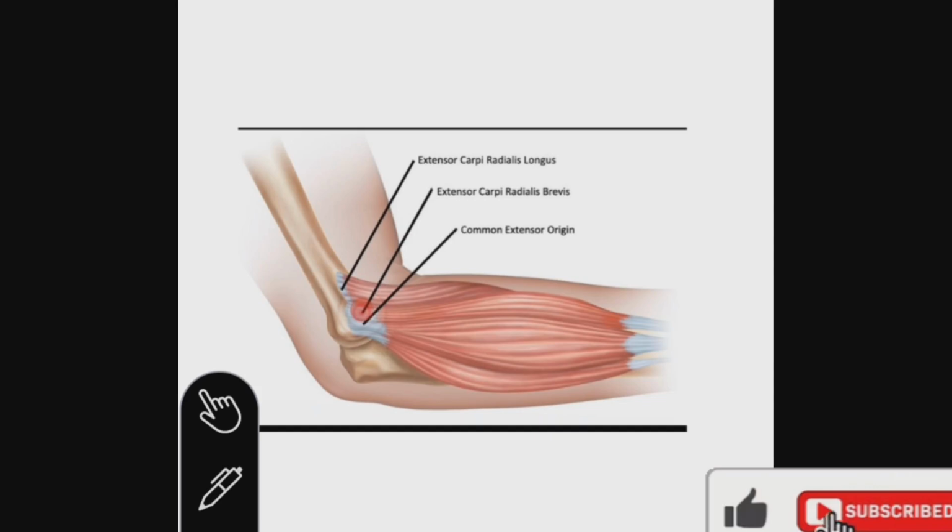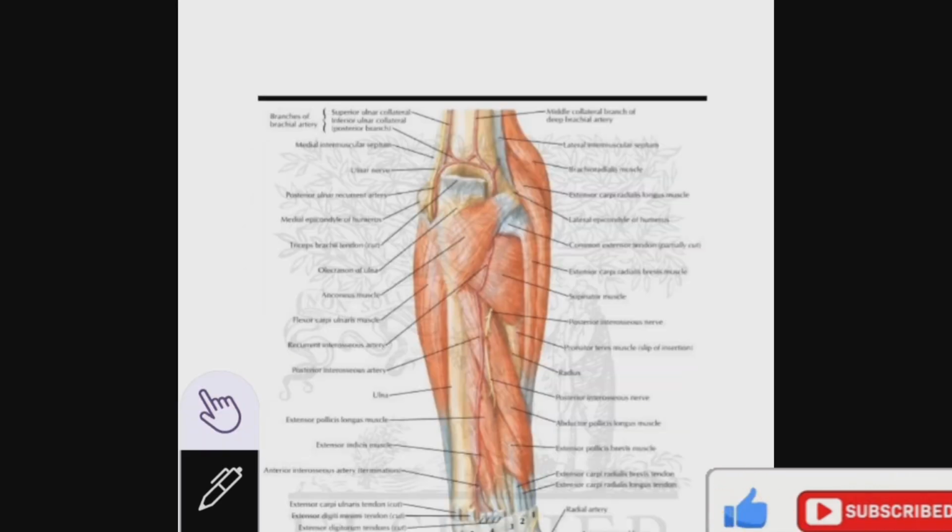Then the deep muscles. The deep muscles include the supinator, abductor pollicis longus, extensor pollicis brevis, extensor pollicis longus, and extensor indicis. Remember, all these muscles are innervated by the radial nerve, usually the deep ones by the posterior interosseous nerve, a branch of the radial nerve. So the supinator is primarily for supination. I've told you the name is the function.